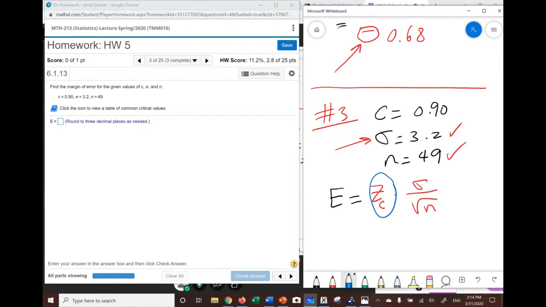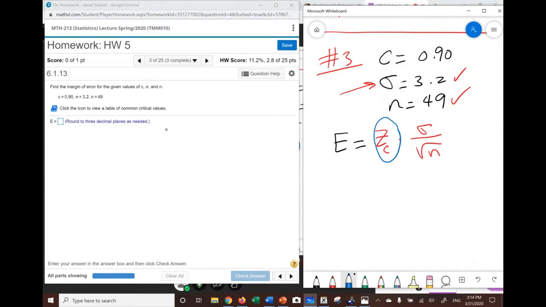Now to find the Z critical, we use the same method as we did in question 1. We're going to go to Stat. We're going to go to Calculators. And we're going to go to Normal.